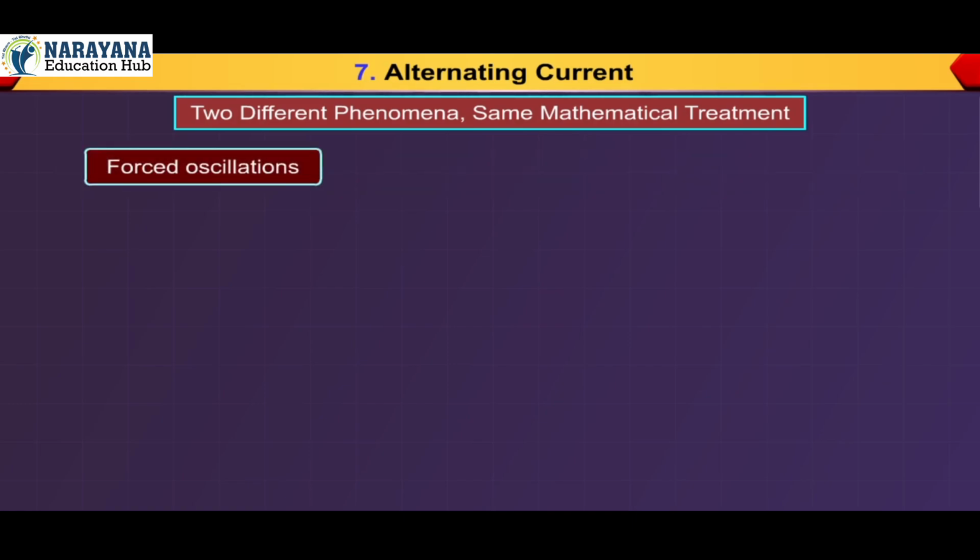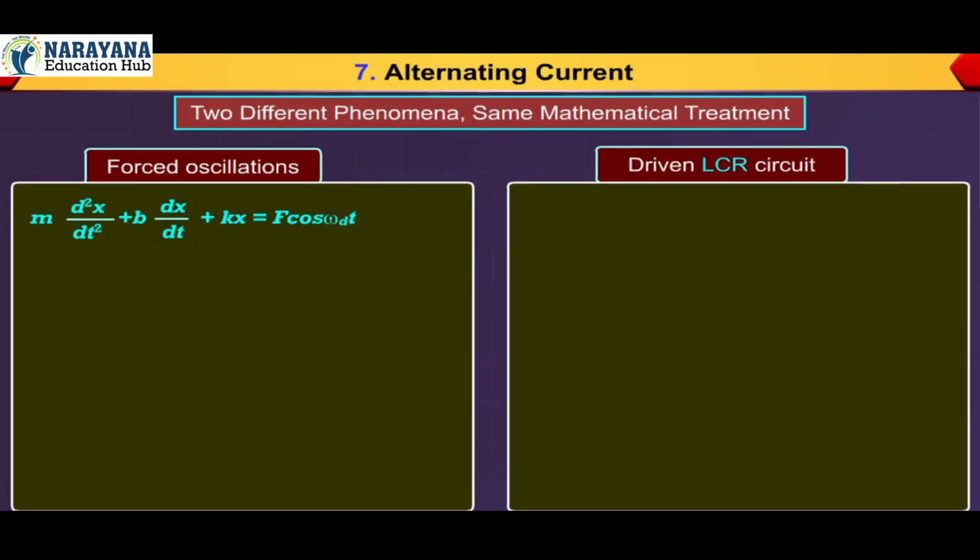Let us list the equivalence between different quantities in the two situations. Forced oscillations: M d²x/dt² + b dx/dt + kx = F cos ωd t. Driven LCR circuit: L d²q/dt² + R dq/dt + q/C = Vm sin ωt.